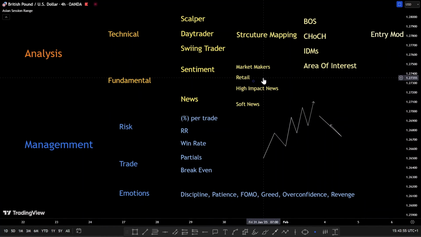So this is just an overview of what we'll go through in upcoming videos. In the next video, we're going to talk about the technical analysis, and in another video we'll talk about the fundamental analysis. Another one we'll talk about the trade management in general. We'll talk about management in general, the risk management, the trade management, and the emotion management as well. So this is just an overview of what we'll be doing in the upcoming weeks.